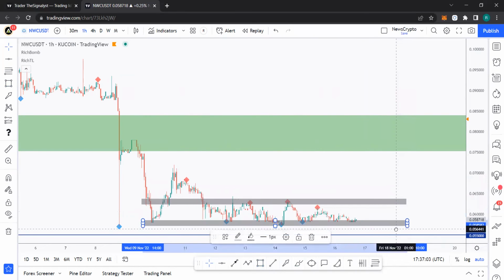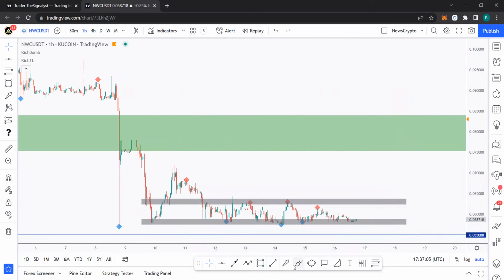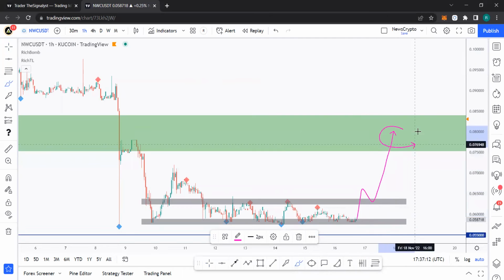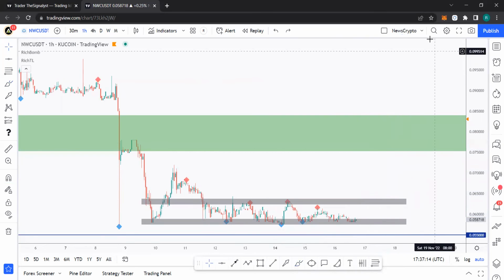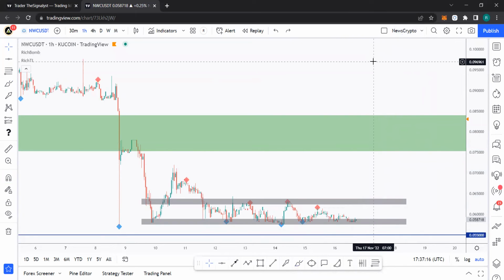You can draw this zone, you can also make an offset for it. So for the bulls to take over here, we need to see a break above this range. In this case, we'll be expecting a movement back till this resistance zone. That's what I'll be personally waiting for.